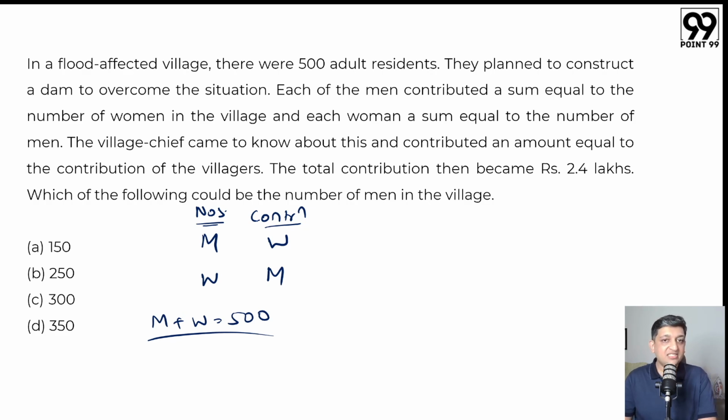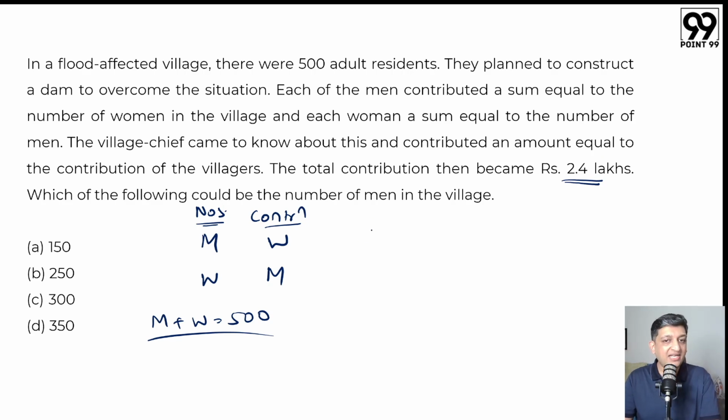The second part is that the village chief came to know about this and contributed an amount equal to the contribution of the villagers. The total contribution then became 2.4 lakhs. So whatever the villagers had contributed, the village chief contributed the same amount, because of which it would have doubled, and that doubled figure is 2.4 lakhs.